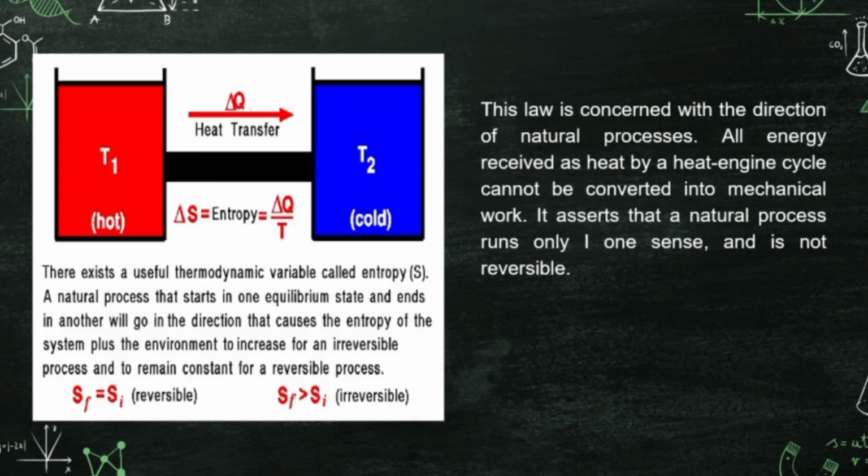The formula shown here, delta S equals Q over T, is used to calculate entropy change, where Q is the heat transferred and T is the temperature in Kelvin. This means that entropy depends on how much heat is transferred and at what temperature.